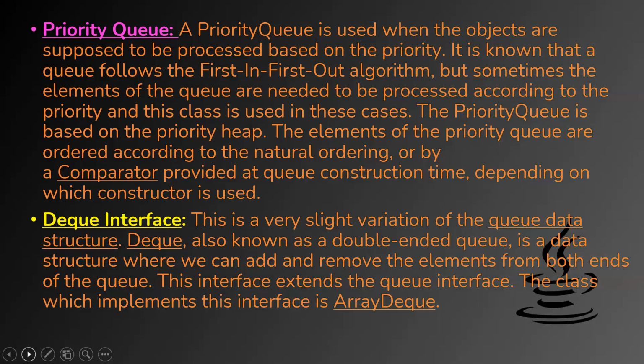Deque interface. This is a very significant variation of the queue data structure. Deque is also known as a double-ended queue. It is a data structure where we can add or remove elements from both ends of the queue. The interface extends the Queue interface. The class which implements this interface is ArrayDeque.